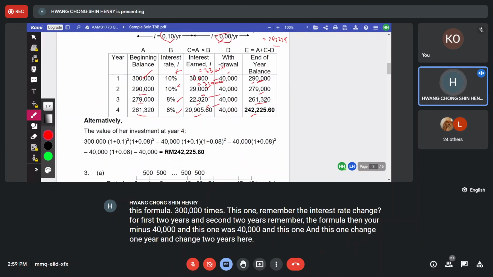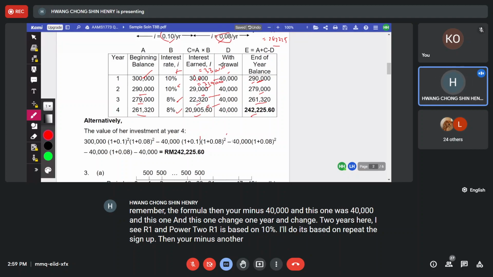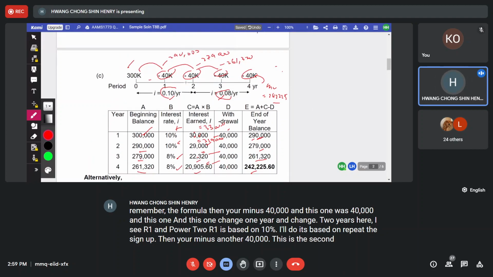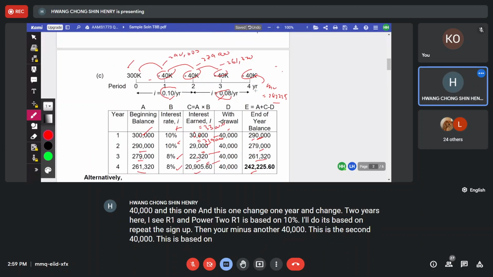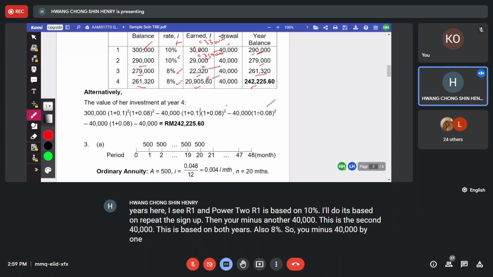You see, power 1 and power 2. Power 1 is based on 10%. Power 2 is based on 8%. Then you minus another 40,000. This is the second 40,000. This is based on both years also, 8%. So you minus 40,000 times 1 plus 0.08, power 2.